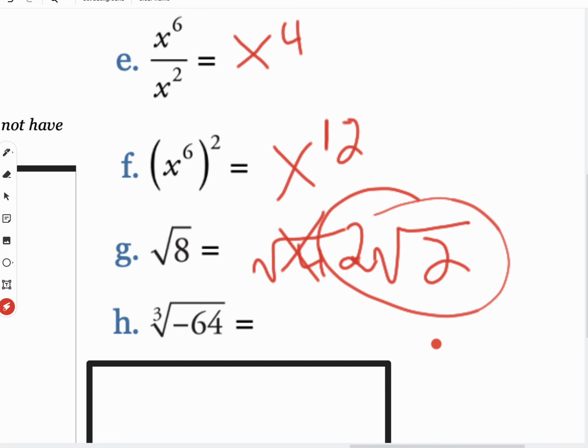So this will be negative 4. Negative 4 times negative 4 times negative 4 will get us to negative 64. The cube root of negative 64 is negative 4.